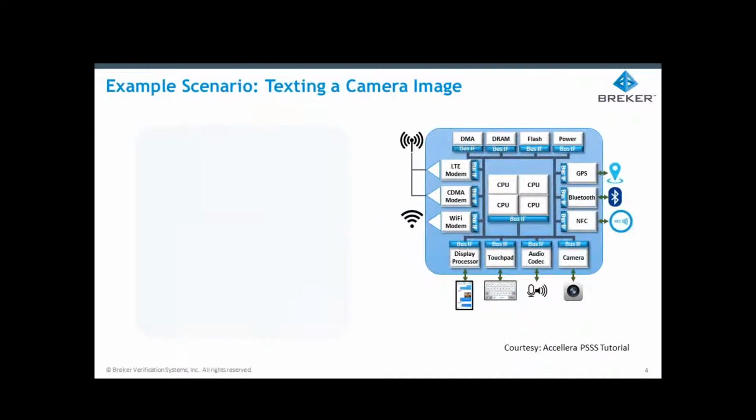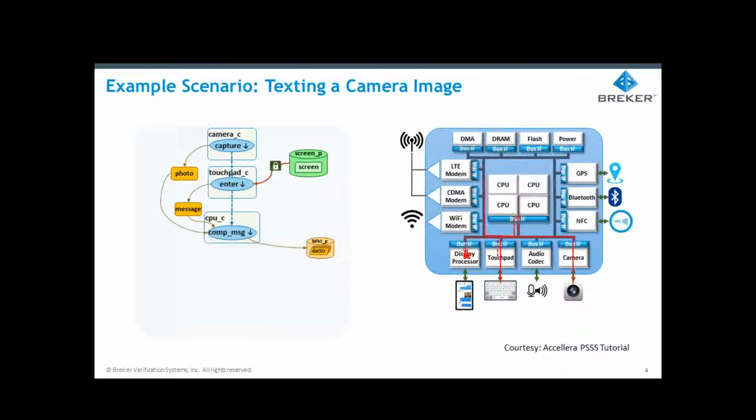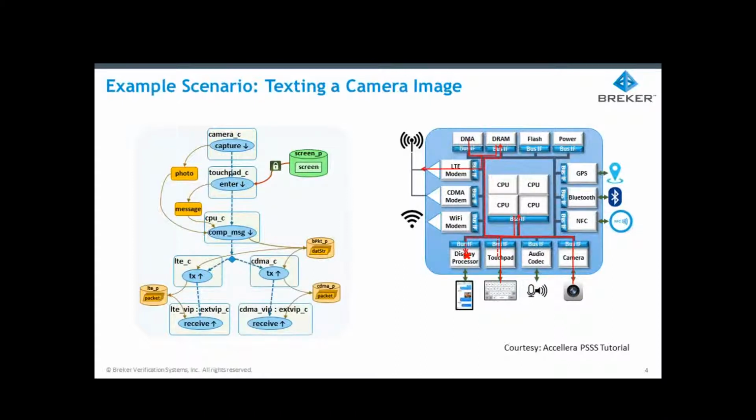In a real case, and here I've borrowed a graph from the Accellera tutorial, at a very high level it can look like this, where you take, in this case, the idea of texting a camera image in a cell phone. You would set up a very high-level test where you take the picture, type in your text on a touchpad, lock the screen, and then the processor in the system puts this together, loads it into memory, and the final text message is put out through one of the basebands, either the LTE or the CDMA baseband.